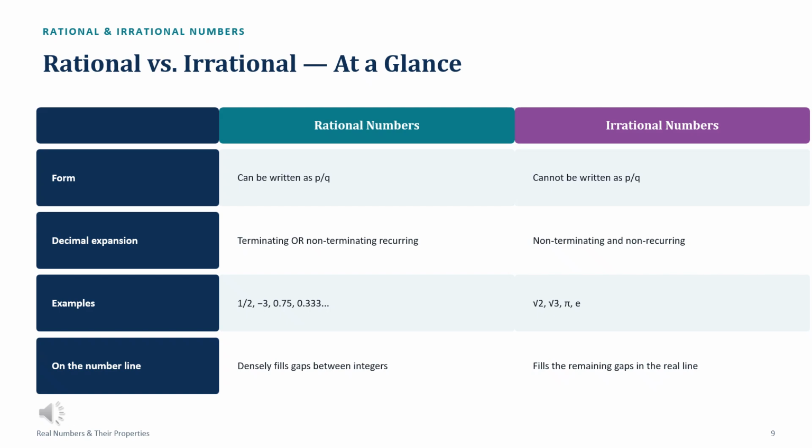Let's compare them side by side. In terms of form, rational numbers can be written as p over q, while irrational numbers cannot. Rational decimal expansions terminate or repeat. Irrational ones never terminate and never repeat. Rational examples include 1/2, -3, 0.75, and 0.333 repeating. Irrational examples include the square root of 2, the square root of 3, pi, and e. On the number line, rational numbers densely fill the gaps between integers, while irrational numbers fill in the remaining gaps.